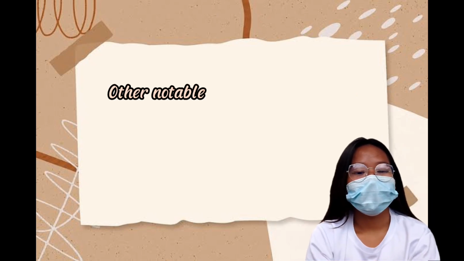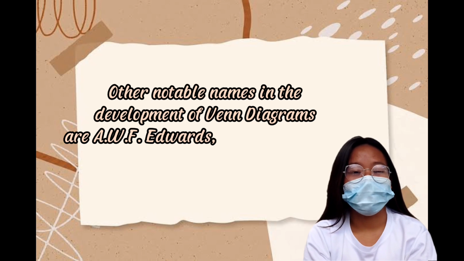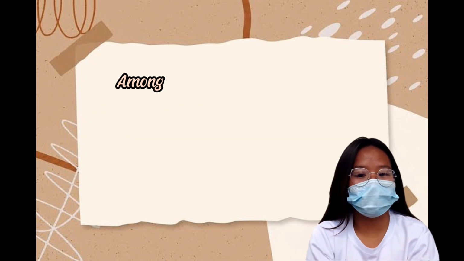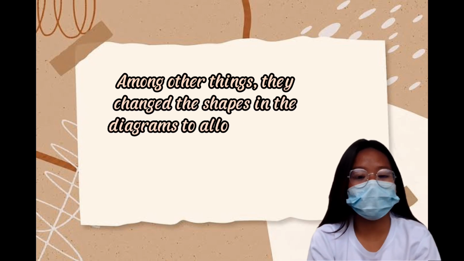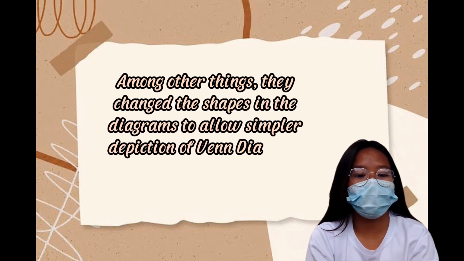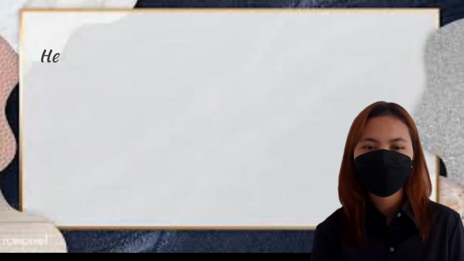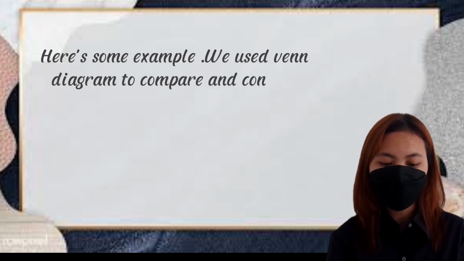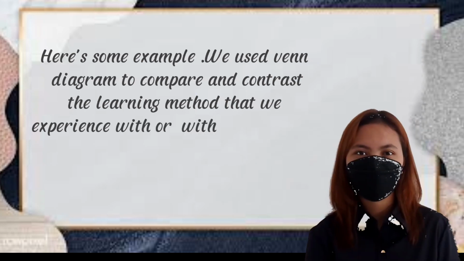Other notable names in the development of Venn diagrams are A.W.F. Edwards, Branko Grünbaum, and Henry John Stephen Smith. Among other things, they changed the shapes in the diagram to allow simpler depiction of Venn diagrams with increasing numbers of sets. Here are some examples. We use a Venn diagram to compare and contrast the learning methods that we experience with or without the pandemic.